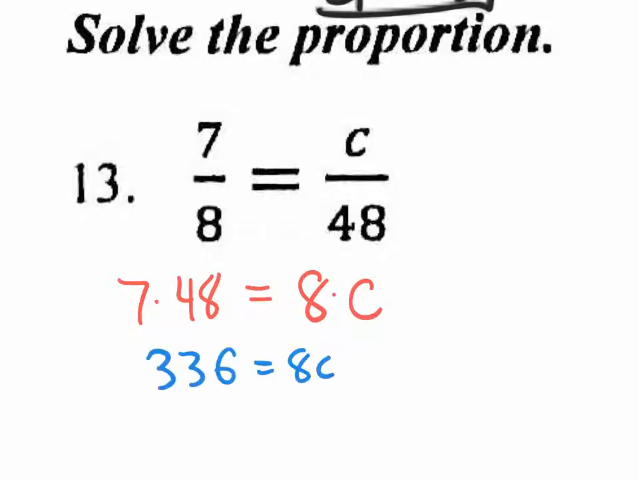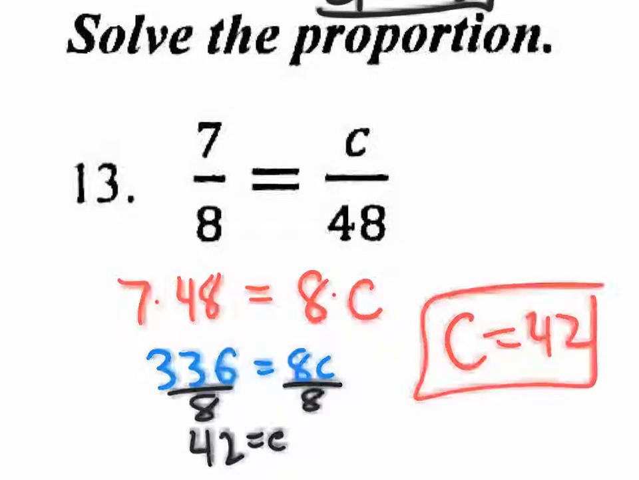Calculator time. So 7 times 48 is 336 on a calculator. 8 times C is 8C. So let's get rid of that 8 in front. We're going to divide by 8. Divide by 8 on the calculator: 336 divided by 8, we get 42. So 42 equals C. C equals 42.